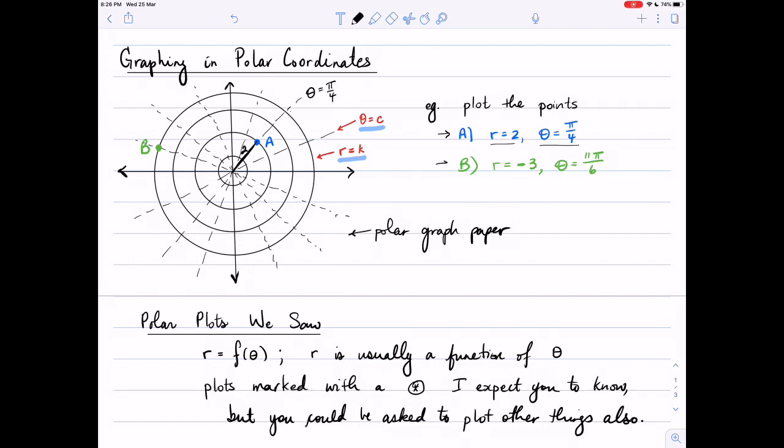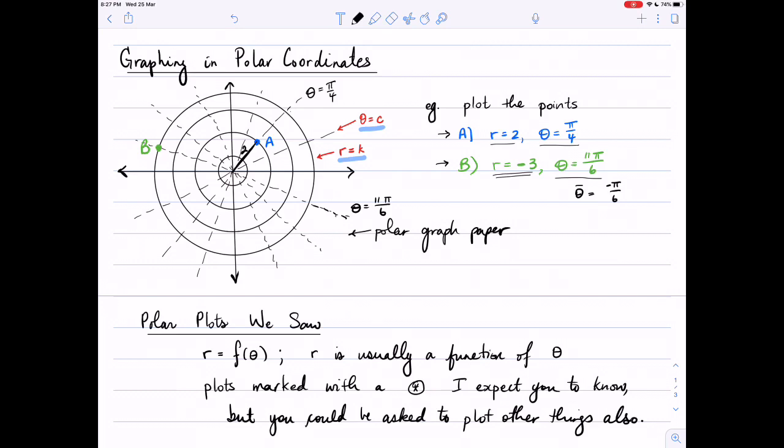Point B I've chosen here to demonstrate what happens when you've got a negative radius. So when r is minus 3 and theta is 11 pi over 6. So 11 pi over 6, well, that's coterminal with theta, often written theta bar, coterminal angle, negative pi over 6. So that's an angle here. Theta is 11 pi over 6. So we're going to be somewhere along this theta line here.